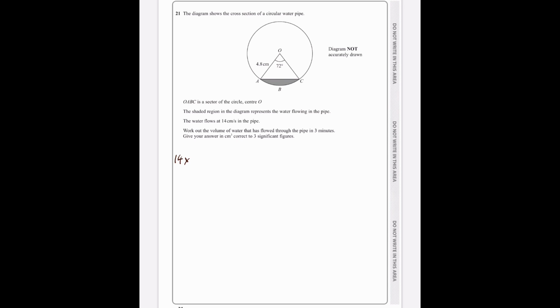Question 21, we've got 14 centimeters per second over 180 seconds, which is 3 minutes. So 14 lots of 180 times by the area of the segment there.